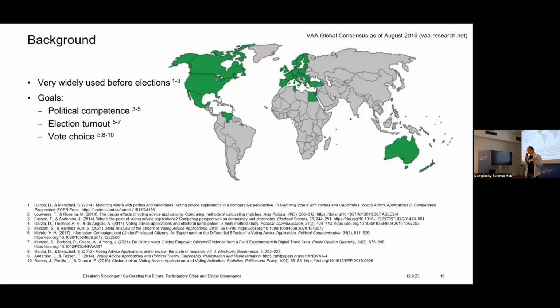So voting advice applications claim the goal of increasing political competence, of increasing also electoral turnout. And they have, in fact, seen some success here at increasing turnout, especially for groups which are traditionally underrepresented in elections. And they aim to facilitate voter choice.